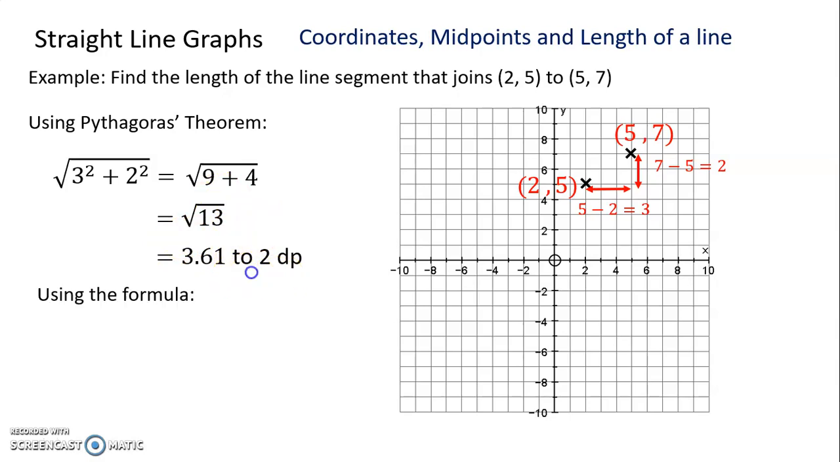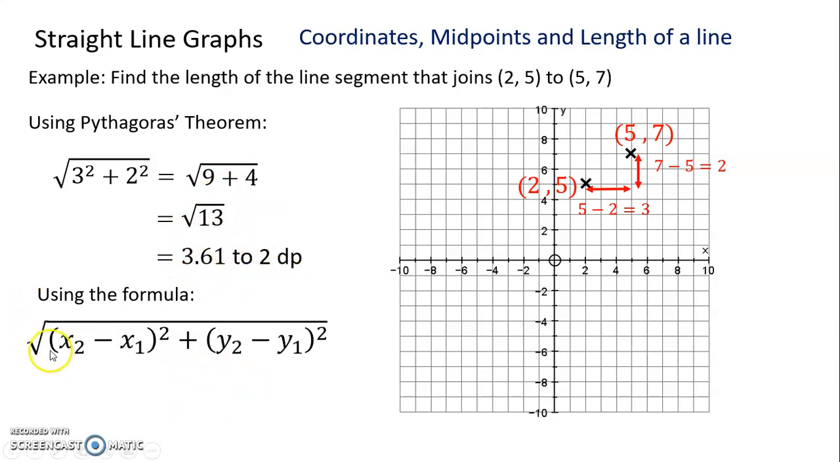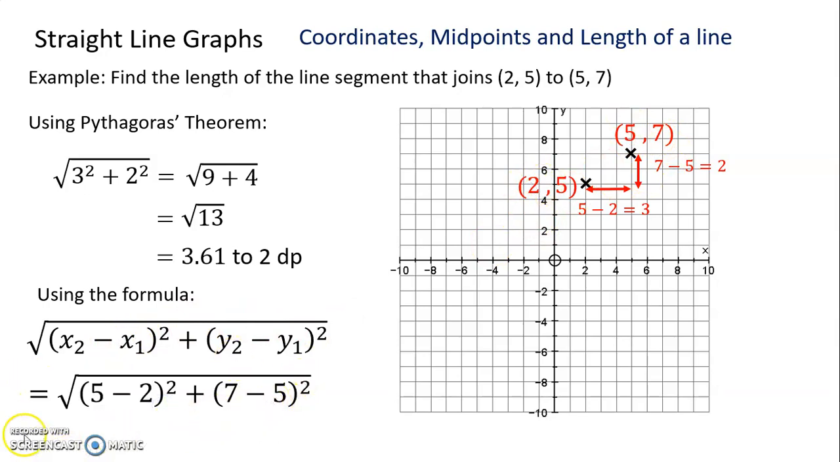But if I'd rather use the formula, this was what it was. I've now got to put x2, which is the second coordinate here, subtract x1, which is the first one, and the same for the y coordinates. And then I've got to work these out, which is going to be 3 and 2. And then I've got to square them. And from this point onwards, it's going to be exactly the same as it is up here. So I haven't bothered to continue this. So those are your two options.